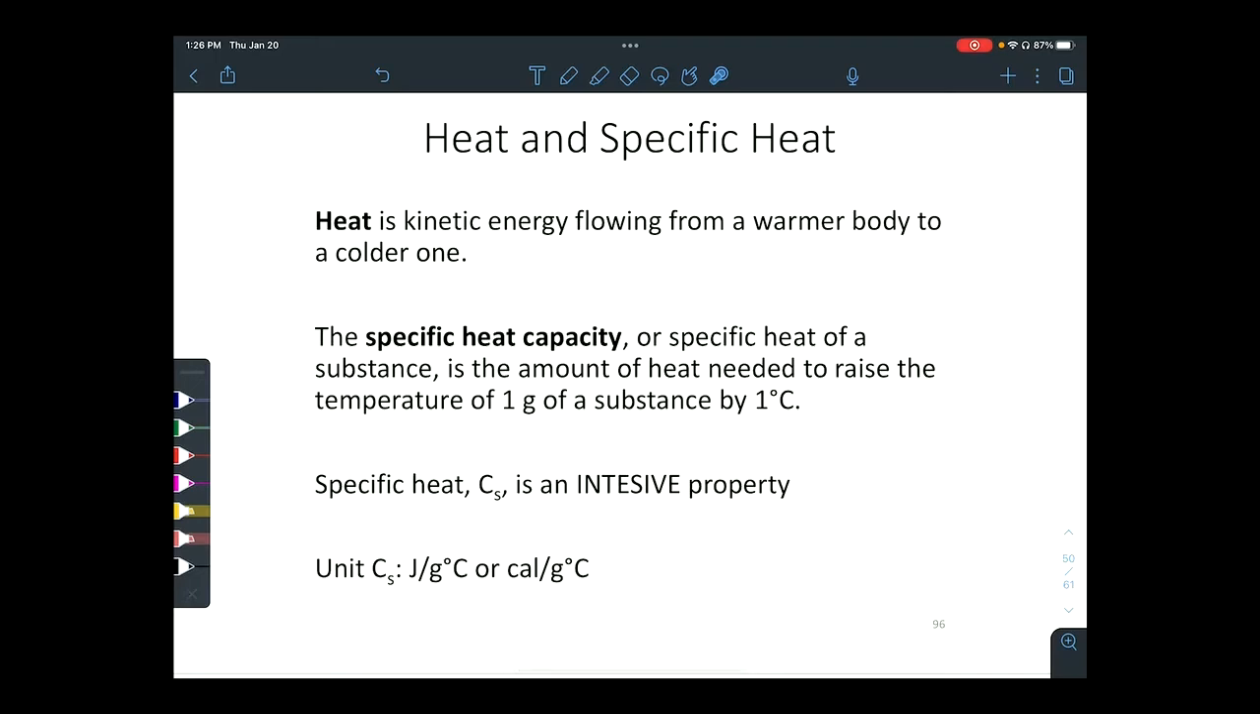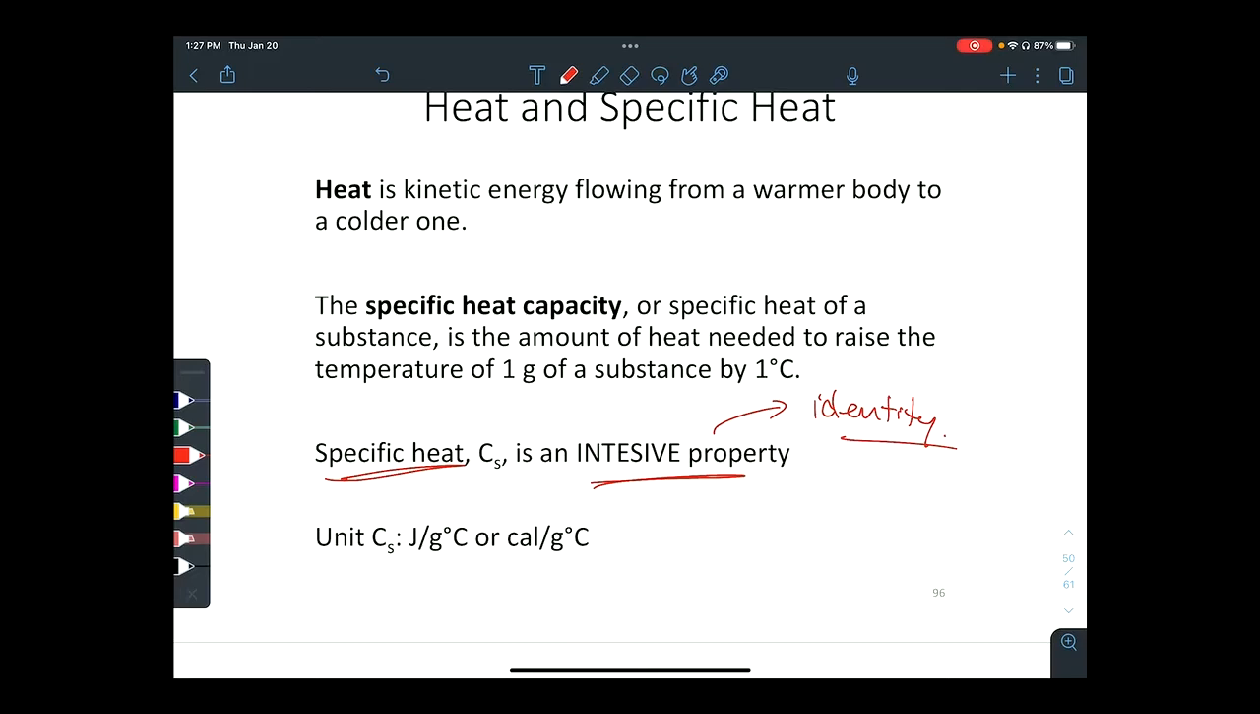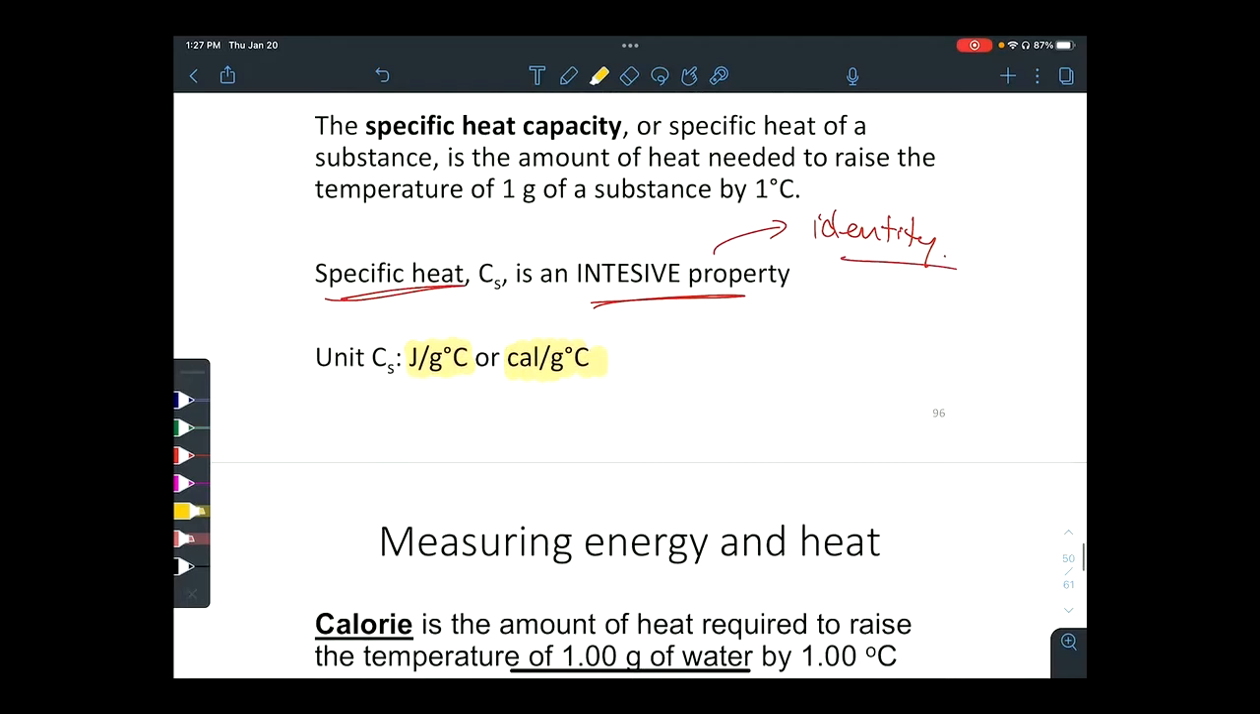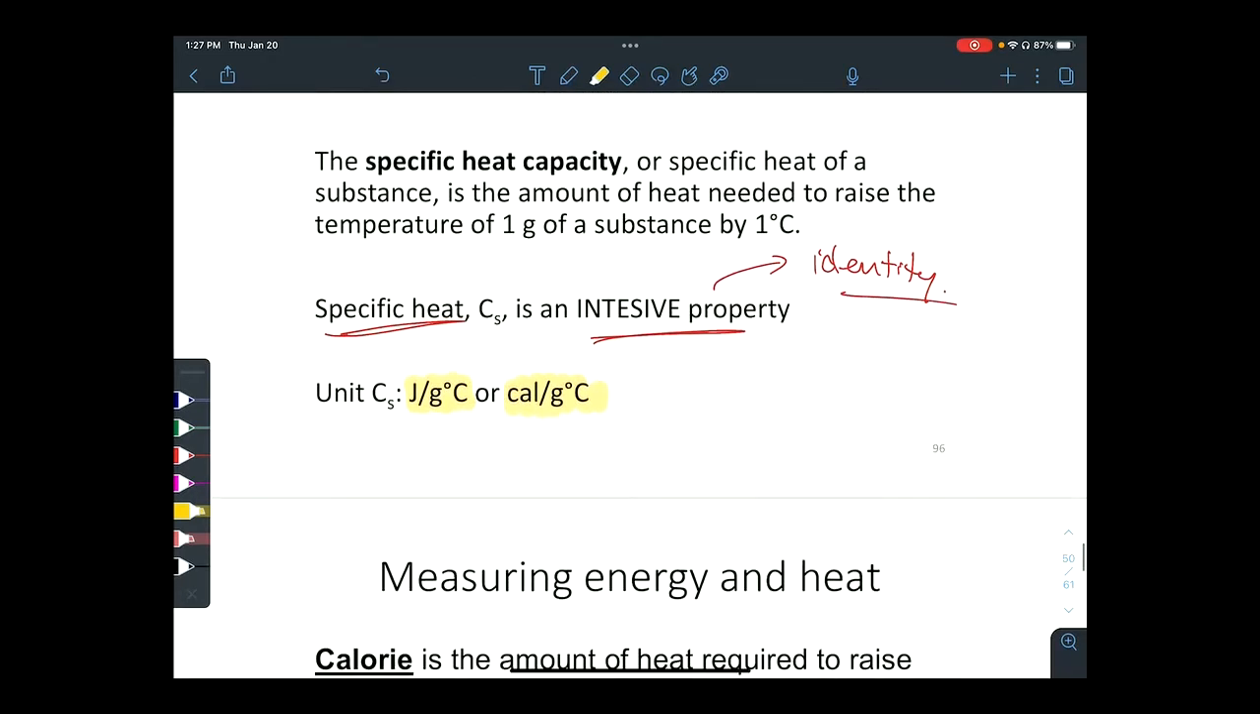So specific heat, I mentioned before, is an intensive property, so it's dependent on the identity of your substance. Oftentimes the units that we see for specific heat are joules per gram per degree Celsius, or calories per gram per degree Celsius. What this unit means is how much heat it takes to raise 1 gram of substance 1 degree Celsius. That's all that means.